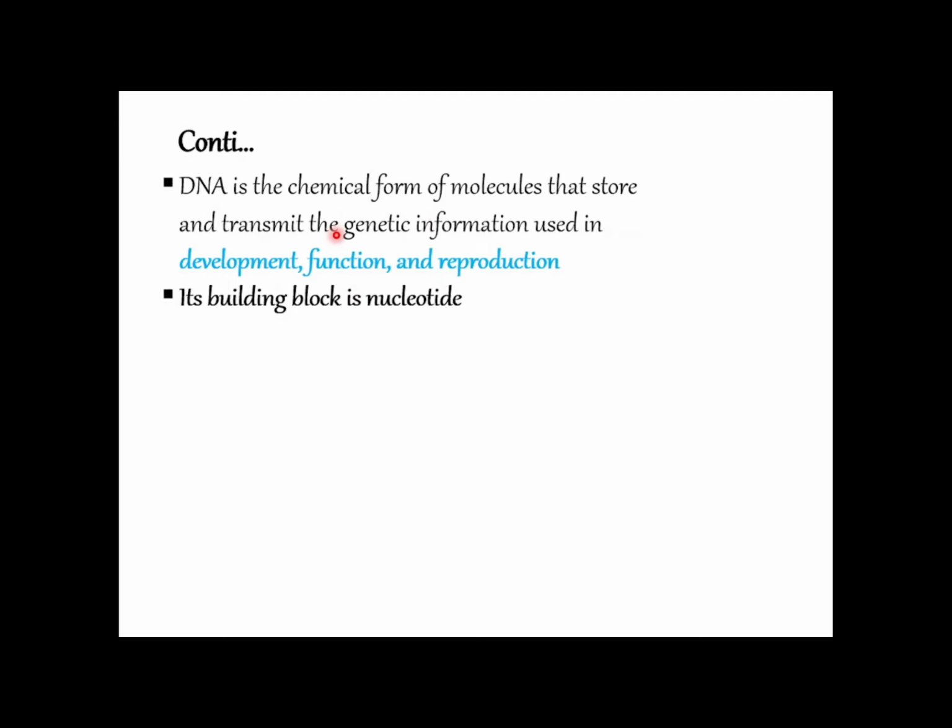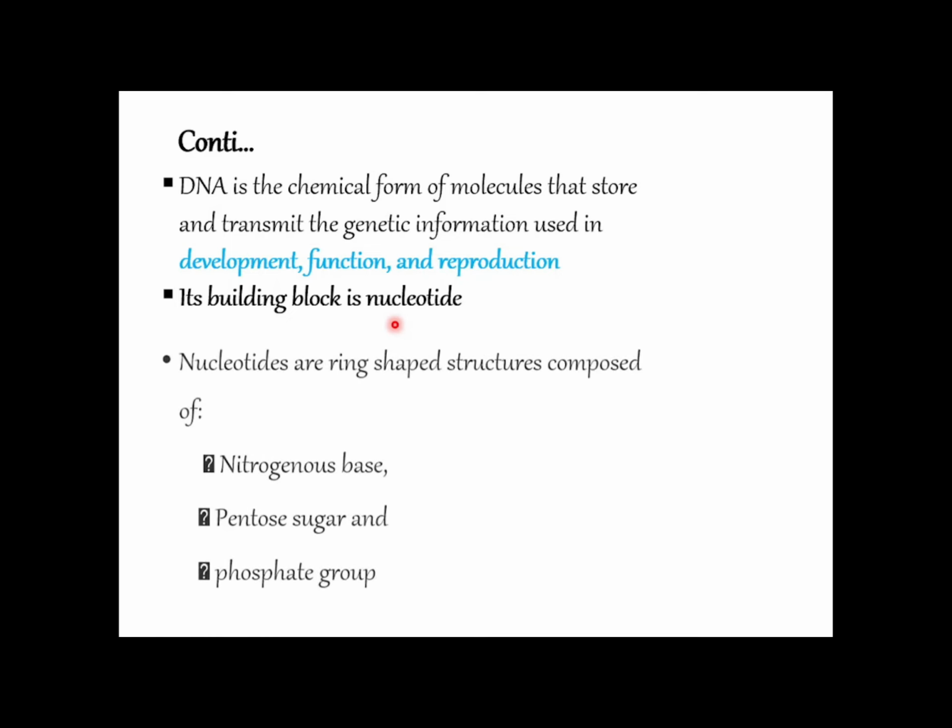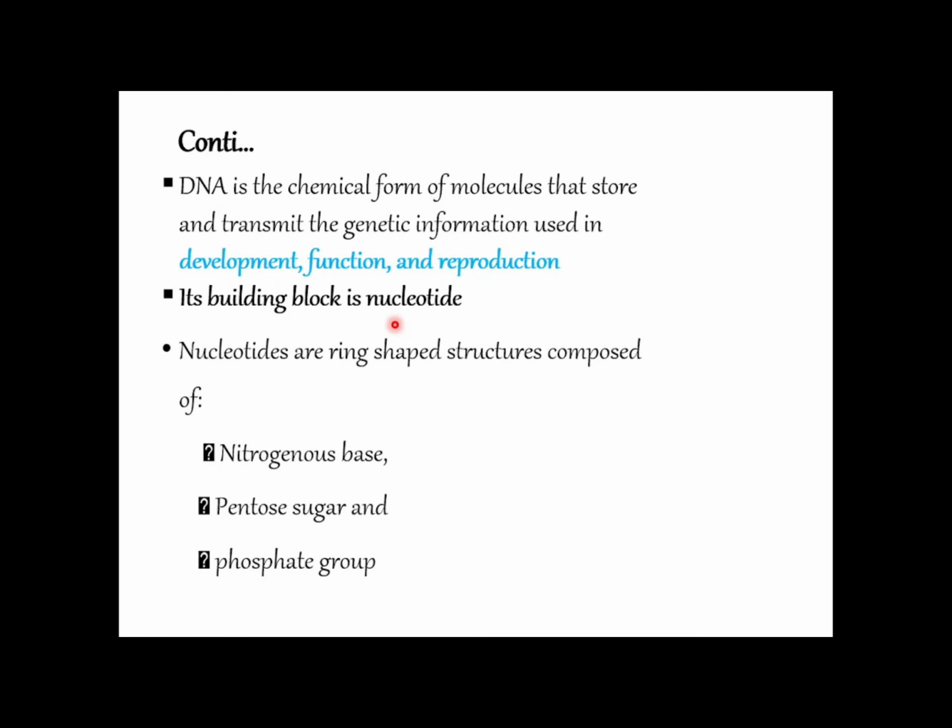So anyway, DNA is a genetic material. It stores information and it transmits that information. So it is very important in the process of development, function and reproduction. Since it is one type of nucleic acid, its building block is the nucleotide. So what is contained in the DNA structure? One nitrogenous base, a pentose sugar and a phosphate group. This is a nucleotide, mind you.